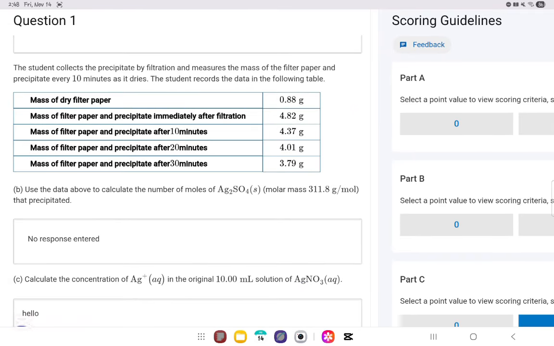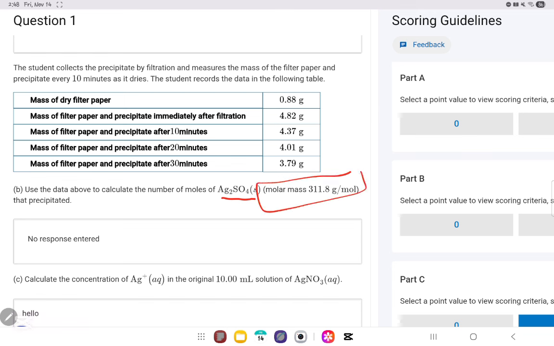The student collects the precipitate by filtration and measures the mass of the filter paper and precipitate every 10 minutes as it dries. The student records the data in the following table. Use the data above to calculate the number of moles of Ag2SO4 solid, knowing that the molar mass is 311.8 grams per mole, that precipitated.